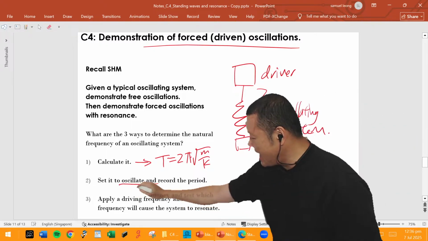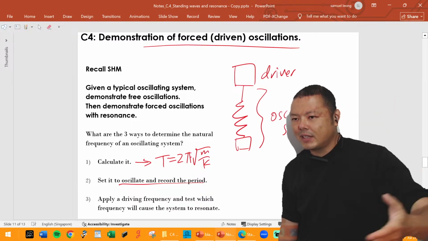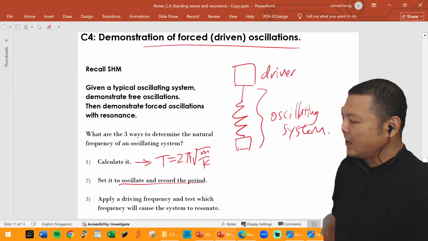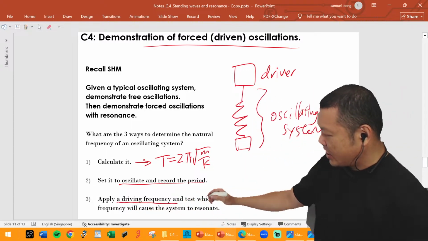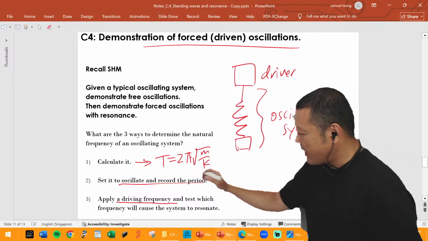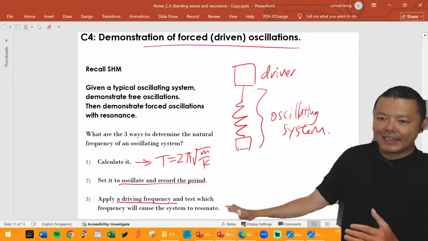Another way is to really go and set it in motion, do the video recording, and then record a period. Record 20 oscillations, take the time, divide by 20, that's one period. Or number two, apply a driving frequency that's adjustable and test which driving frequency will cause the system to resonate. So here's the reverse trick.